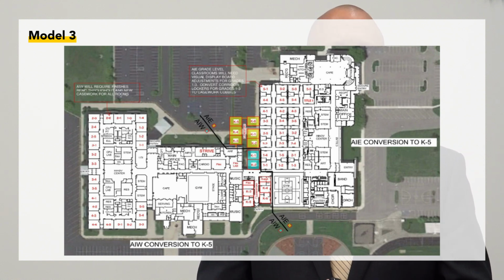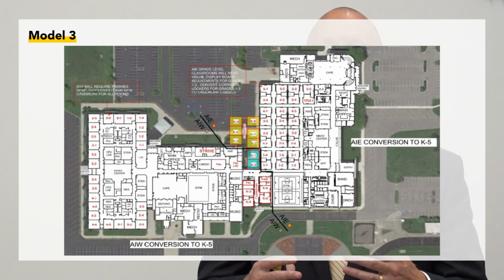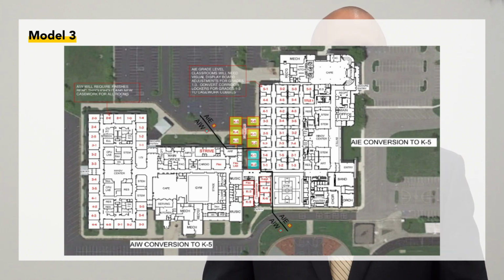Below that, if you take a look below that, you'll see 4 classrooms outlined in red. Those classrooms will also be used for kindergarten. So we'll notice in this model, there's not a lot of construction needed to adapt intermediate to 2 K-5 buildings.